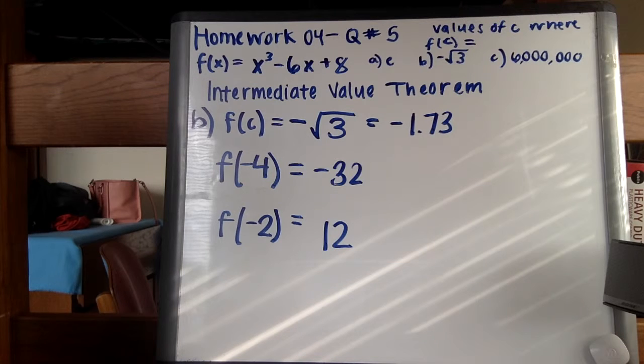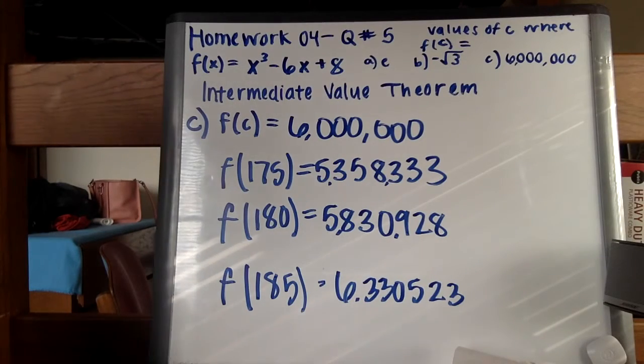We're going to use the two x values, which are negative 2 and negative 4, and plug them into our equation x cubed minus 6x plus 8. We get f of negative 4 is negative 32 and f of negative 2 is equal to 12. Because the negative square root of 3 is in between those two values, we know that there's a corresponding x value, which would be equivalent to c.